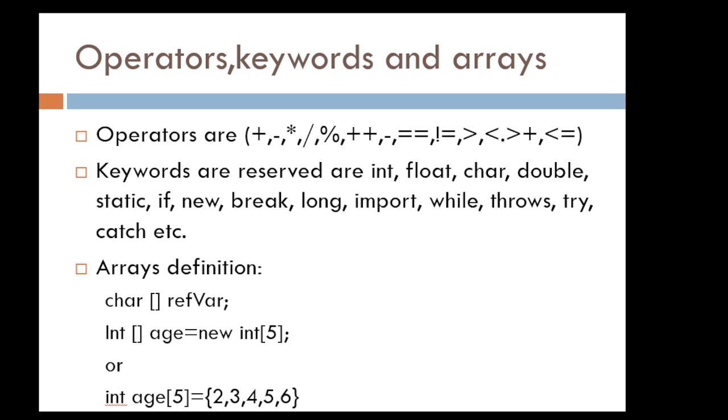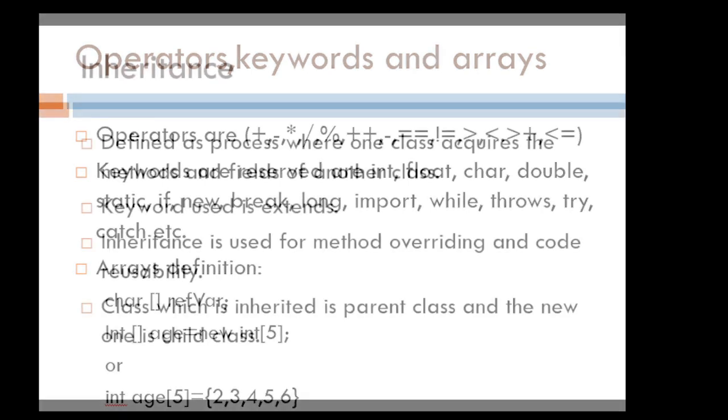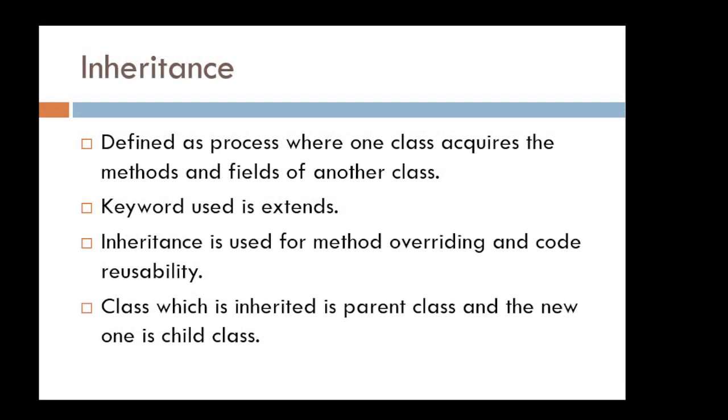Next, your array definitions. How can you declare the array? First is your data type, then the braces and the name of the array. Like here you have declared an integer array, like the age of some persons, new integer 5. So you will declare it like this, as we have to store the values of 5 persons.